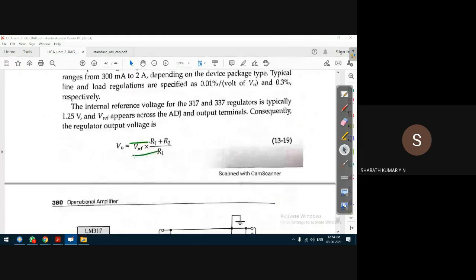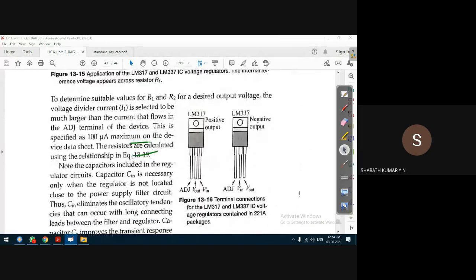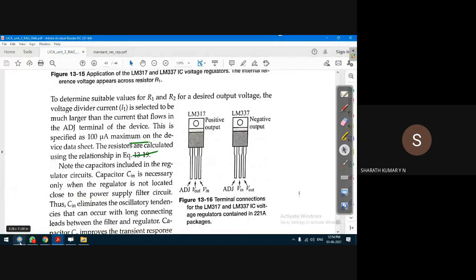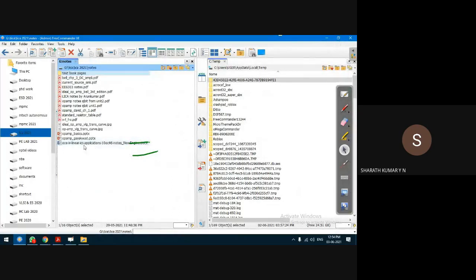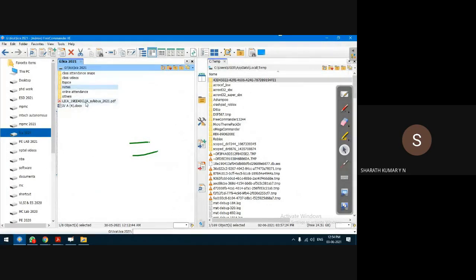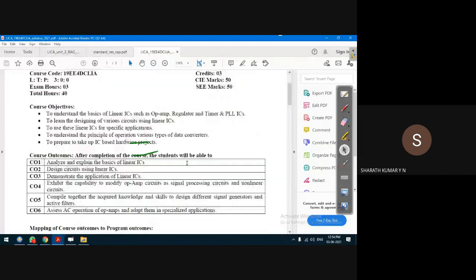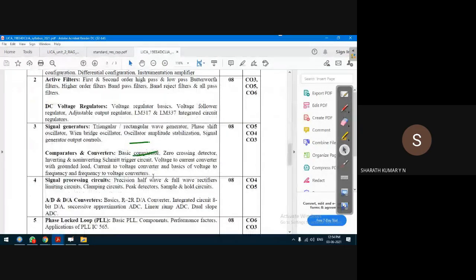I think we have IC voltage regulator in the syllabus. Yes, let me check once. I think IC voltage regulator is also part of the syllabus.